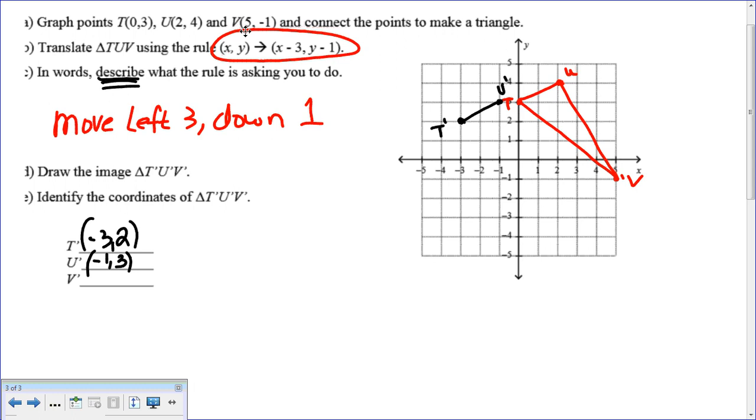And then image V. From this point right here, where is this going to end up at? Marco. 2, negative 2, right there. And there is our new figure.